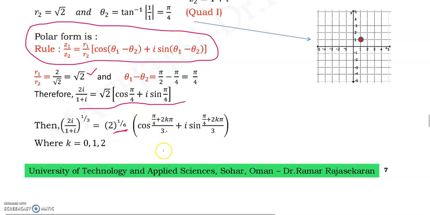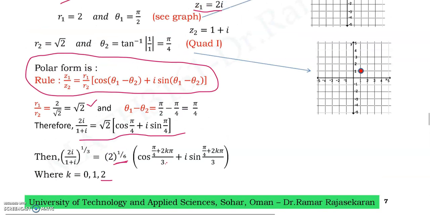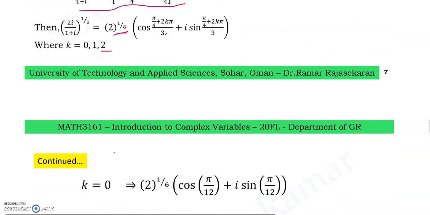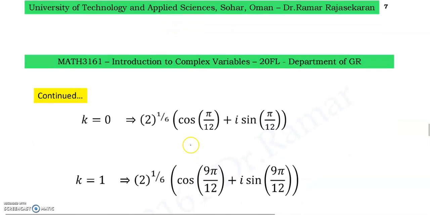Okay, now k is equal to 0, 1, 2. We know that k runs from 0 to n minus 1, that is, n is 3, so 3 minus 1, that is 2. Now what we have to do next: put k equal to 0 in this equation and write the value of the complex number, then put k equal to 1, then put k equal to 2, simplify it, and write the value of this one.